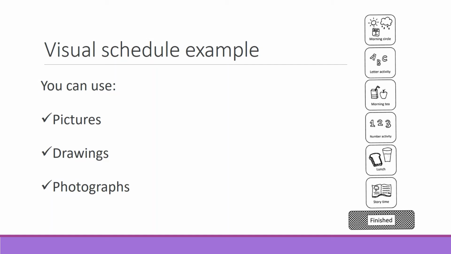Once an activity is finished, we can take the picture off the schedule and move it to the finished area. We can be very creative when we think of what we want our finished area to be. Sometimes we might use a box or a basket. We might tick them off once they are done or move them to another area altogether.